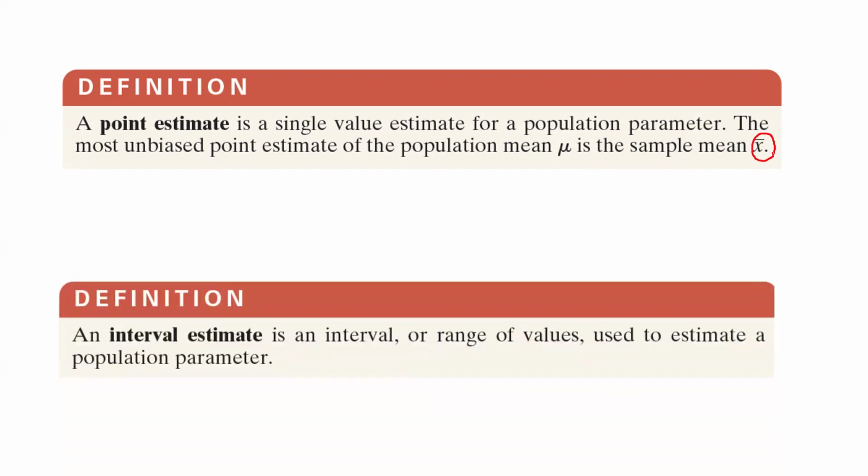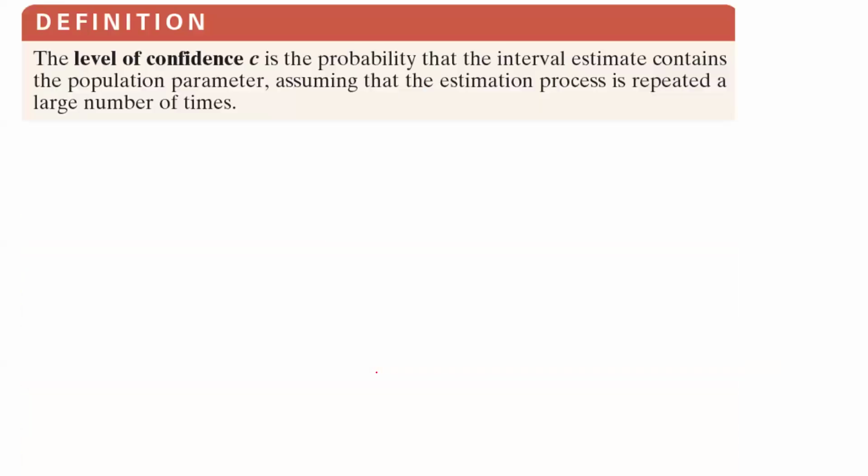Now, the interval estimate is an interval or range of values used to estimate a population parameter. It's not just one single value. We list the possible values, range of values that estimate the population mean. The level of confidence, as you remember, is the probability that the interval estimate contains the population parameter, assuming that the estimation process is repeated a large number of times.